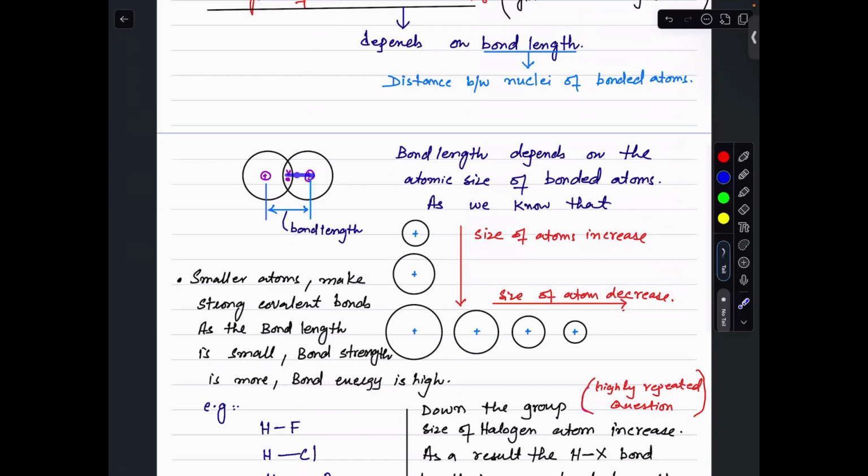So bond length depends on what? Size of atom. And we know that down the group size increases, across a period size decreases. When the size increases, the bond length increases; bond length decreases across a period. Smaller atoms make stronger covalent bonds as the bond length is small, the bond strength is more and the bond energy is very large.